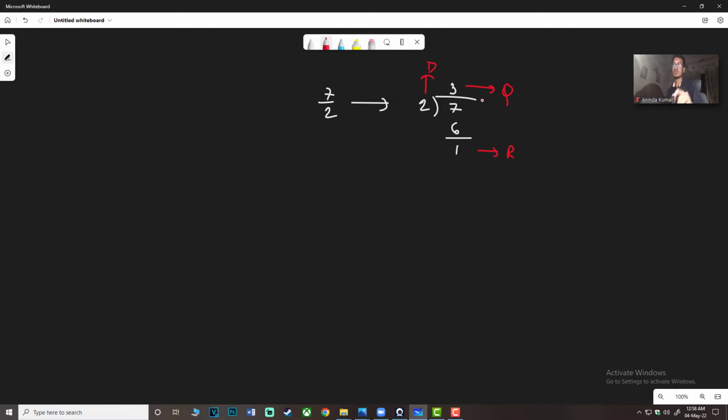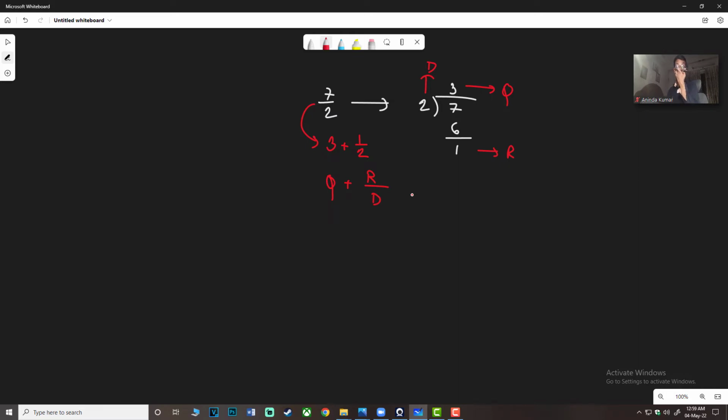Can we write this fraction like this? 7 by 2 can be written as 3 plus 1 by 2. Basically, 3 whole 1 by 2 is exactly the same as 3 plus 1 by 2. So we can write 7 by 2 as 3 plus 1 by 2. What is 3? 3 was our quotient. Our 1 was our remainder, and 2 was the divisor.